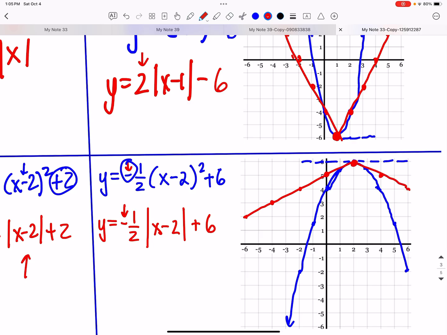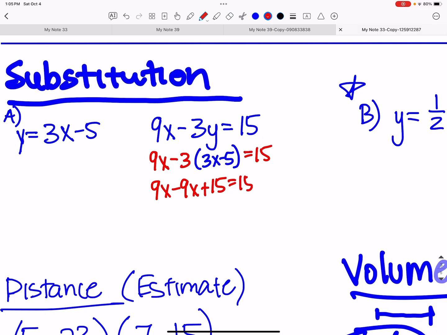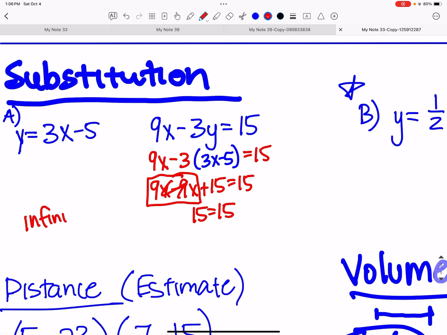So they're pretty much related. These ones, hi, hello. Let's see, 9x minus 3 times 3x minus 5 equals 15. 9x minus 9x plus 15 equals 15. The 9x cancels out the 9x, so we have 15 equals 15. My letters went away. This is true. This is infinite solutions. These are actually the same lines.